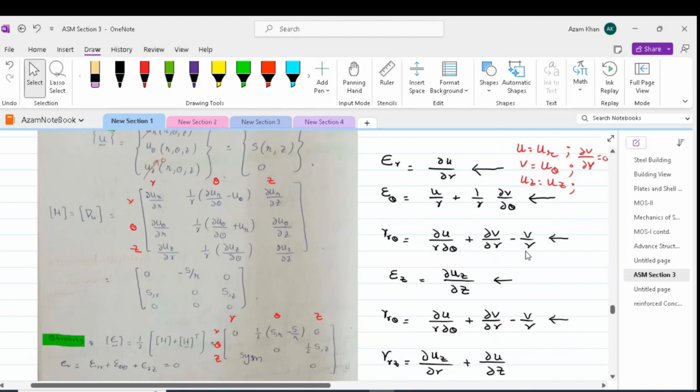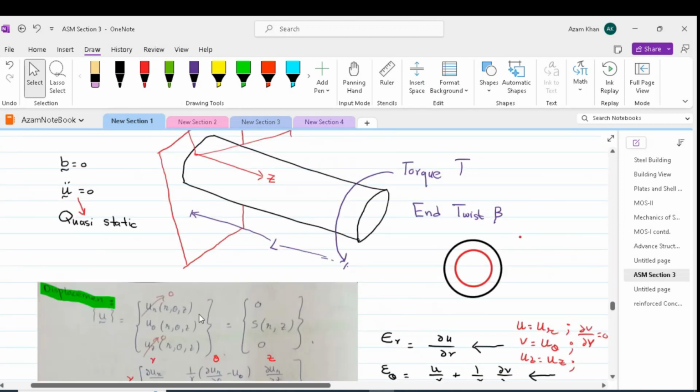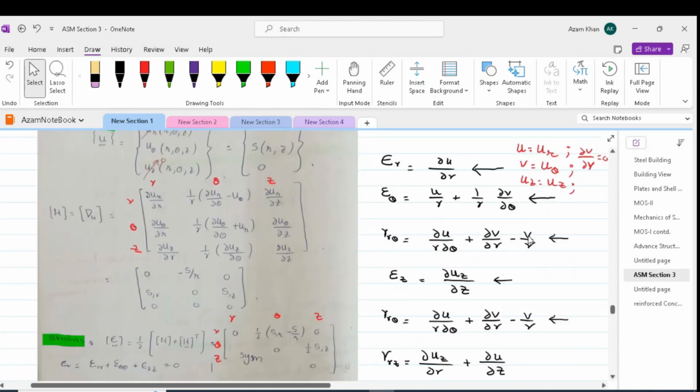So all these strain components, which are taken from our previous presentation, we can change the symbols accordingly. Thus, partial u theta by partial r is s comma r. Partial ur by r partial theta is 0 because ur is 0. And v by r is equal to u theta by r, and that has been written over here.